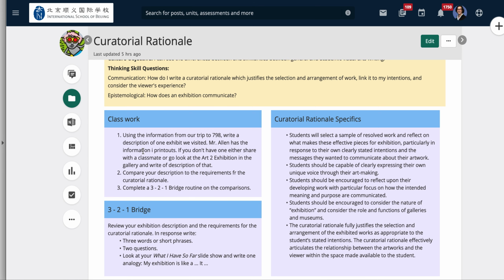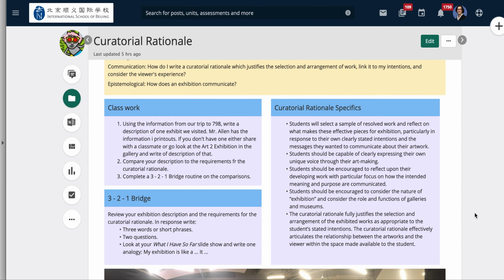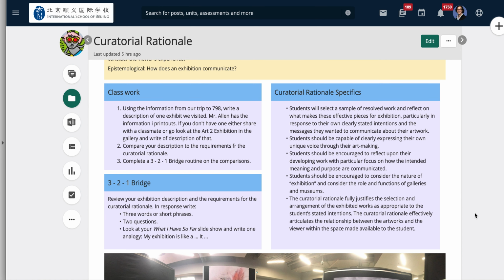So, as it says in the instructions, if you don't have one, it's not a big deal, just share with a classmate, or if you want to go out and look at the painting exhibition of Art 2, it's up in the gallery right now, so you can go ahead and do that. What you should do is write a description of the exhibition. Make it about 300 to 400 words. Actually write it. Don't just think about it. Actually sit down and write it, because the next part is going to help you understand the curatorial rationale better.